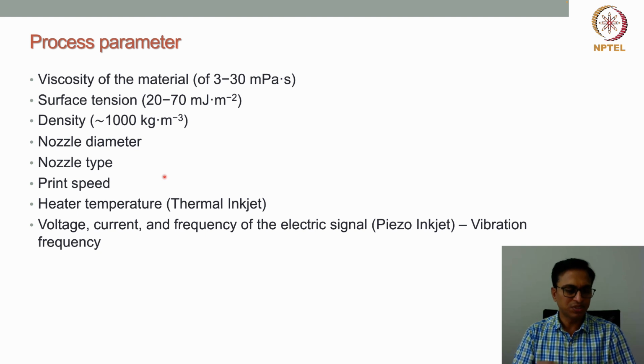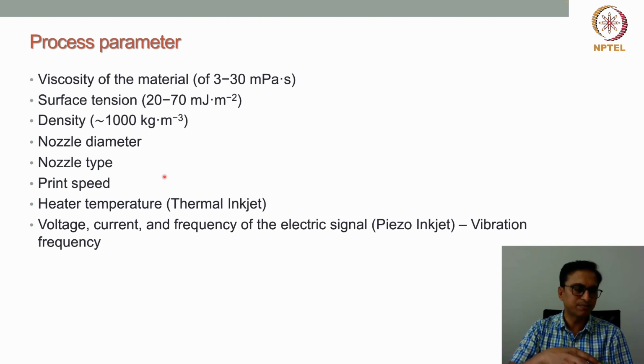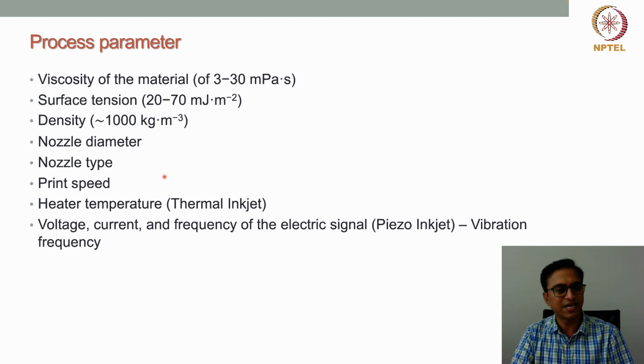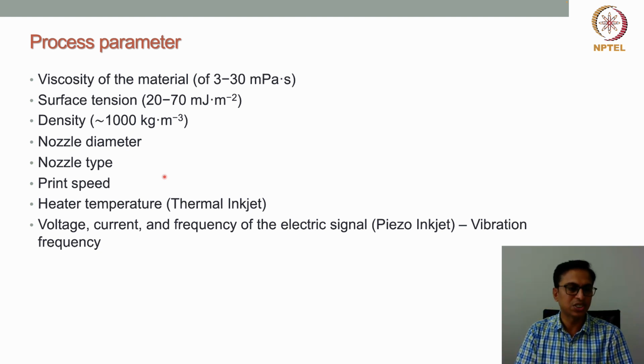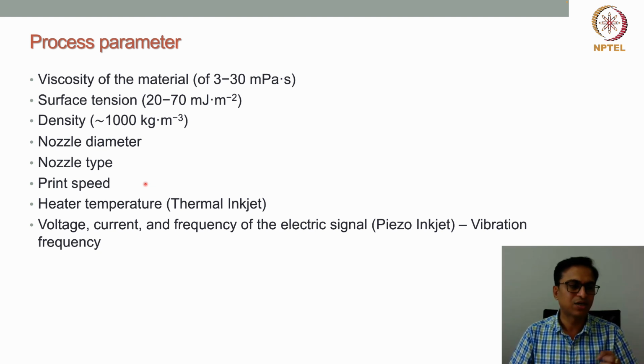The other case: if your print speed is very high and your ejection rate is slow, what will happen? Your printer is moving very fast, but the droplets are not coming at that speed. So the droplets will be sparsely arranged on the printing stage. In both cases, you will not get the ideal design structure that you want to make. So these two, ejection rate and print speed, should be very well matched to get a proper structure, proper pattern or proper geometry.